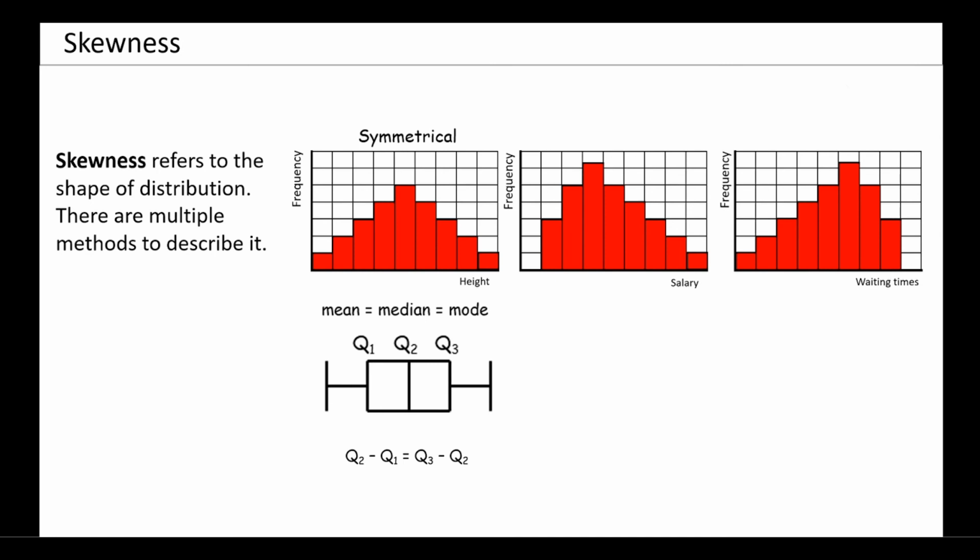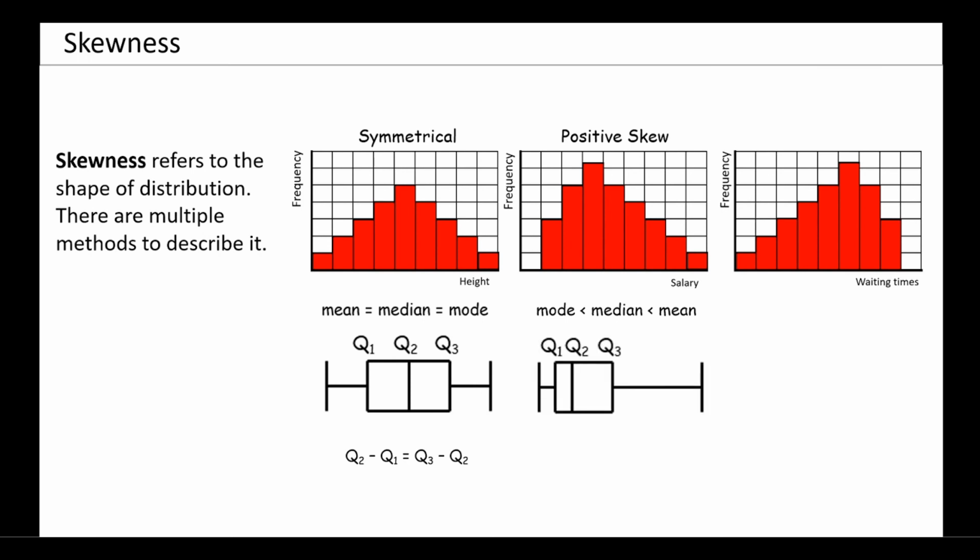For positive skew, the high values are skewing the mean to be large. The most likely value from the distribution we know to be the mode, and the median typically stays in the middle. So looking at positive skew, the mode would be the lowest of the values, followed by the median, followed by the mean. On a box plot, this is what we would have, and a comparison of the quartiles says if Q2 minus Q1 is smaller than Q3 minus Q2, that's an indication of positive skew.